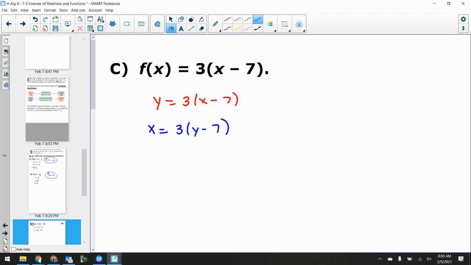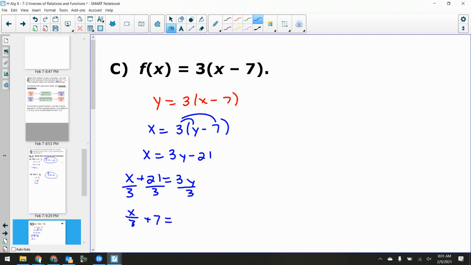Let's multiply the 3 into this here. X is equal to 3y minus 21. Add the 21 over to the other side. X plus 21 is equal to 3y. And then I divide by 3, and I like to divide by 3 to all parts. So I've got x over 3 plus 7 is equal to y. So in other words, make sure you put it in inverse notation. F inverse of x is equal to x over 3 plus 7.